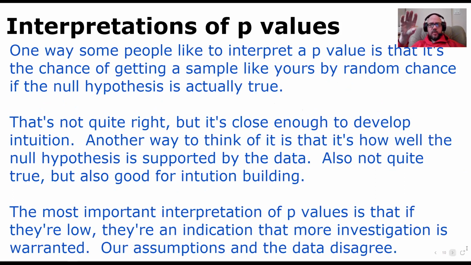Okay. I want to talk about a couple different interpretations of p-values, including the interpretation of Ronald Fisher, the person who made up p-values, at the bottom, which is not the one that people often go with. And I want to emphasize very clearly what he meant p-values for and how we currently use them today. So one way some people like to interpret a p-value is that it's the probability of getting a sample like the one that we got by random chance if the null hypothesis is actually true. That's almost correct. It's not quite right. It's the probability of getting a sample like ours, or one that's even more convincing of the alternative hypothesis by random chance. So that's not quite right, but it's close enough if you want to think of it that way, that's good for your intuition.